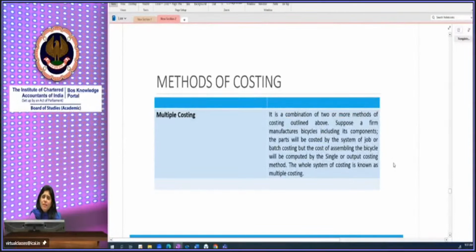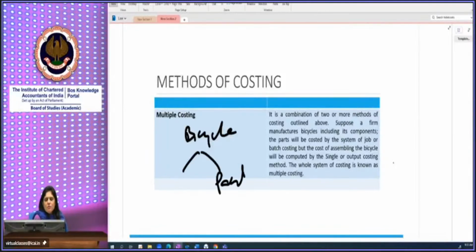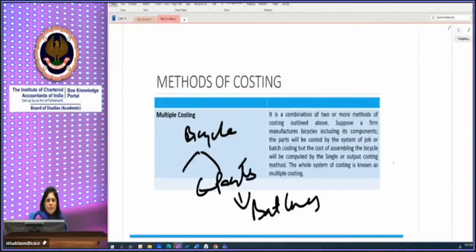Multiple costing, when there is a combination. So there's an example, like we are producing bicycles and we are also producing the parts. So parts will be produced in batches and then these parts will be used under single costing. Clear? So a combination of two methods of costing.